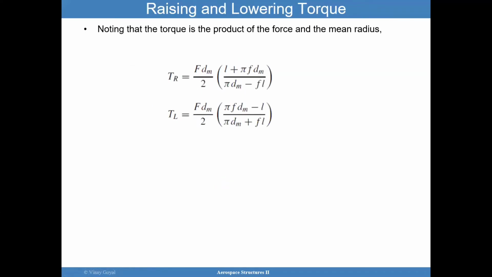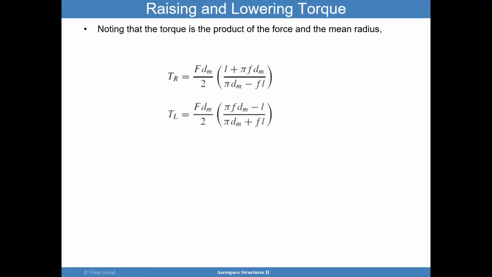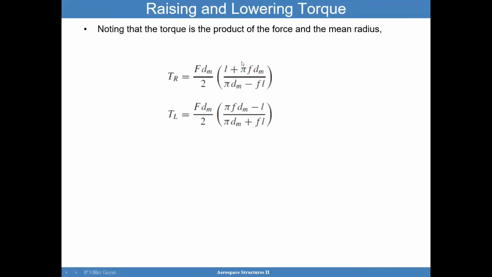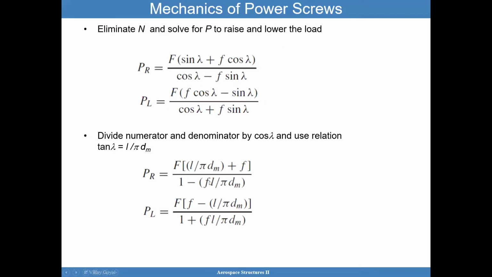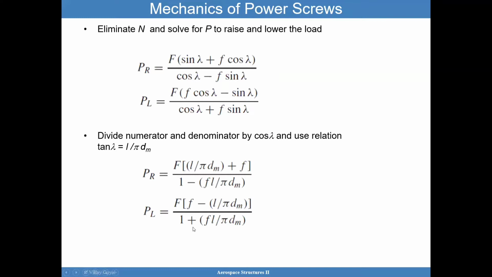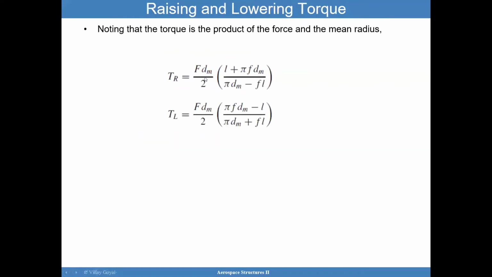And so really the torque then becomes basically the force times the distance, the mean diameter divided by 2, times this formula. As you can see here, this coefficient here is this one here. And this coefficient here is this one here. And so the torque is really P times the diameter dm divided by 2. And so that's how I get the value of torque.